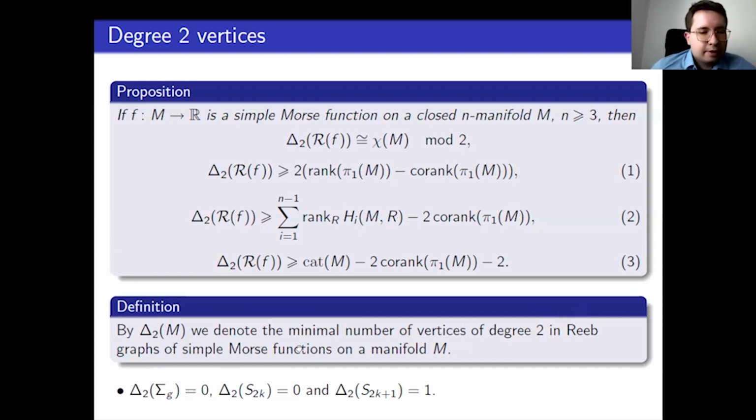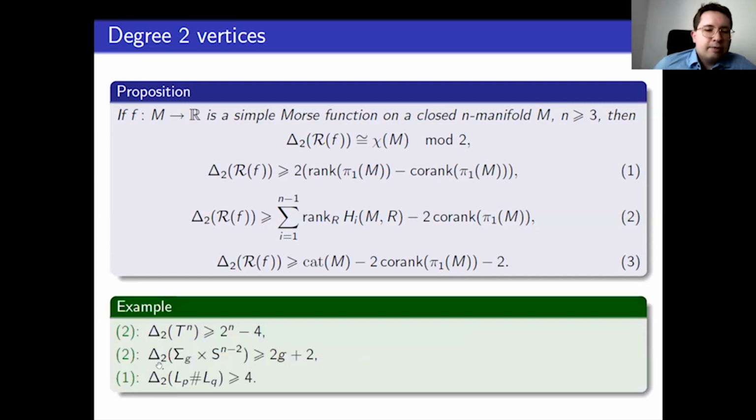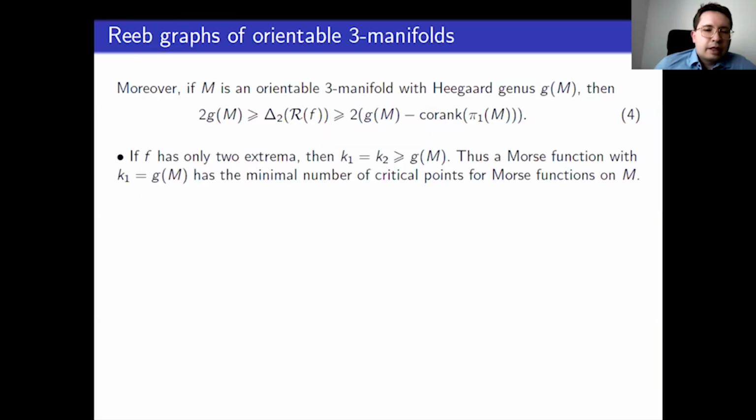For surfaces, it is easy to compute. It is 0 for orientable surfaces of genus g and non-orientable surfaces of even genus. But for non-orientable surfaces of odd genus, this number is 1. We always have one vertex of degree 2 in Reeb graphs of simple Morse functions. And this number can be arbitrarily large even if we fix the dimension. So how to compute it?